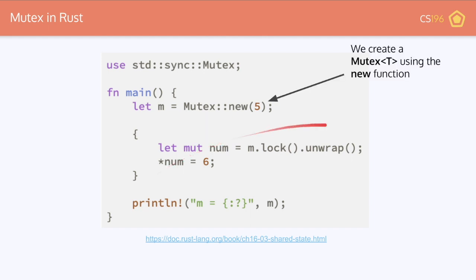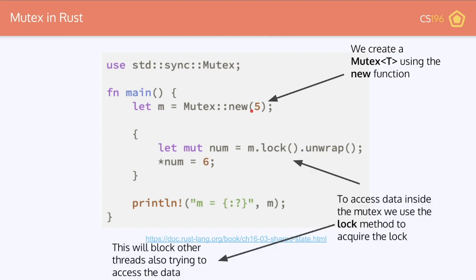Firstly, we create a new mutex type using the new function. Our mutex also holds this value 5 at the moment when we initialize it. Very important, we're using the new keyword to declare this new mutex, and it's going to be called m.